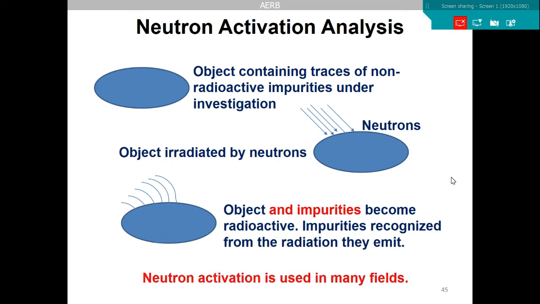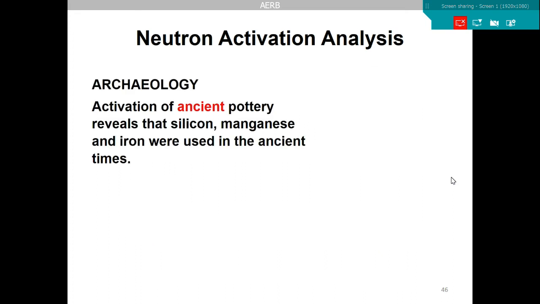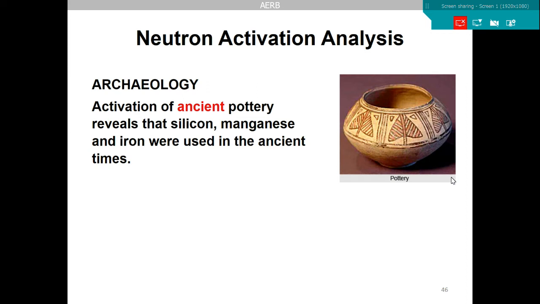But how is it applied? Let's see. It is applied in archaeology. You found an old pottery and you subject it to activation. And you found that this contained silicon, manganese, and iron. That means this was used to carbon dating. You find out the age of this pottery. Then using this neutron activation analysis, you know that at that time they had technology of using silicon, manganese, and iron, etc. That is the advantage.